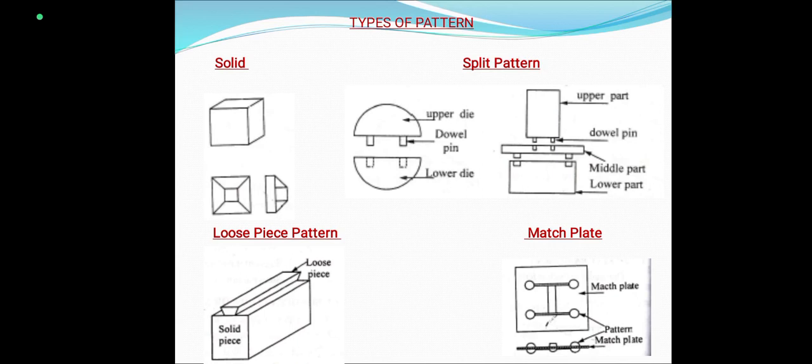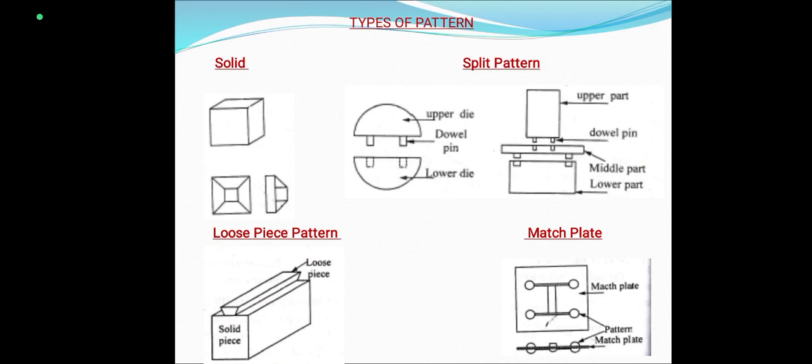Next, loose piece pattern. Loose piece pattern consists of one solid piece on the bottom side and one loose piece on the upper side. The gap between the solid piece and the loose piece will be filled with the molten metal and can be used for solidifying. So the molten metal can be changed into the required shapes.